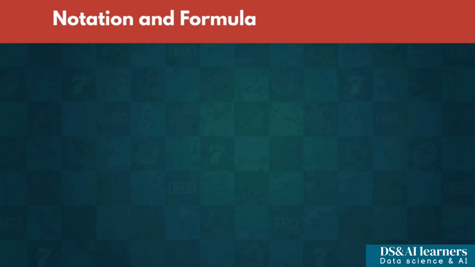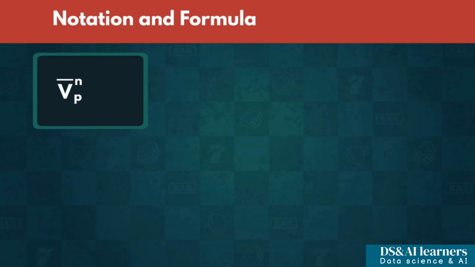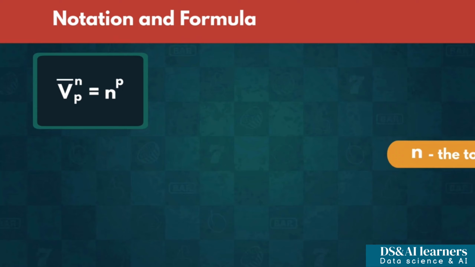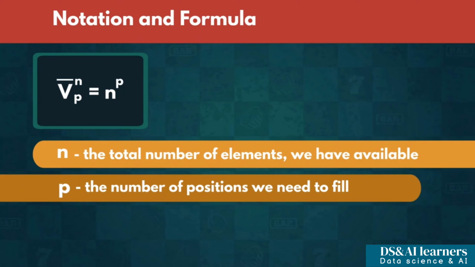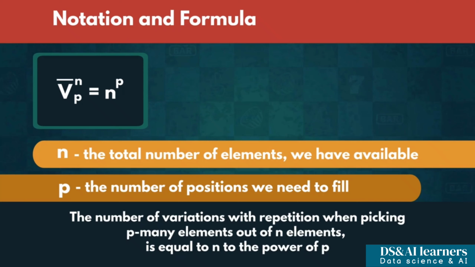The formula we use to calculate variations with repetition is the following: V bar of n and p equals n to the power of p, where n is the total number of elements we have available, and p is the number of positions we need to fill. The way we interpret this notion is the number of variations with repetition when picking p many elements out of n elements is equal to n to the power of p.